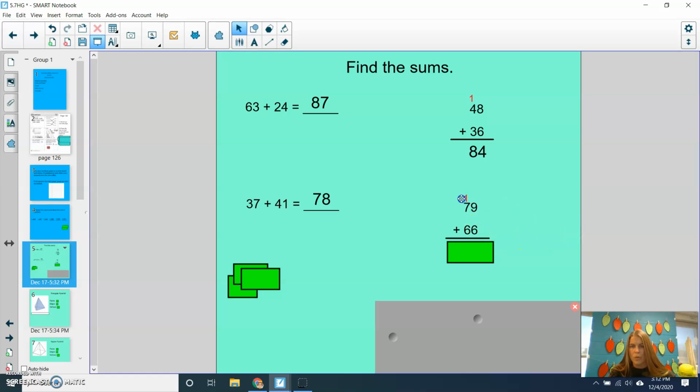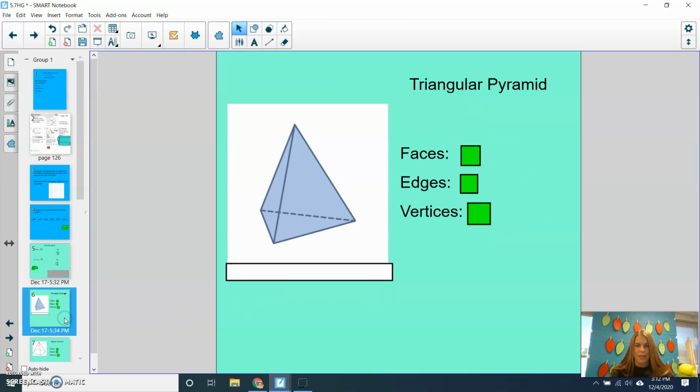So I need to put a 1 on top of the 7, and I'm going to put my 5 below. Now I can solve 7 plus 6 plus 1, which I know would be 14, and I can write that right next to each other, giving me the answer of 145. And we'll continue with problems like this in future lessons. A little bit more with our whiteboards today.